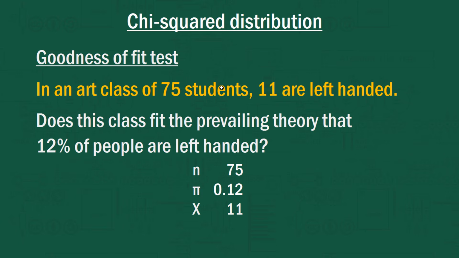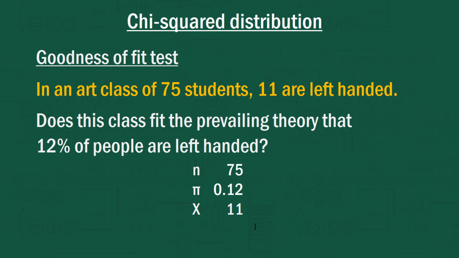So if we go back to the original question, it says that 75 students are in the class and we're expecting 12% of them. So the proportion here, I've called that pi. The population proportion is expected to be 0.12. And x, which is the number of left-handed students in the class, is 11. Now here's my question to you. What distribution is it? How is x distributed?